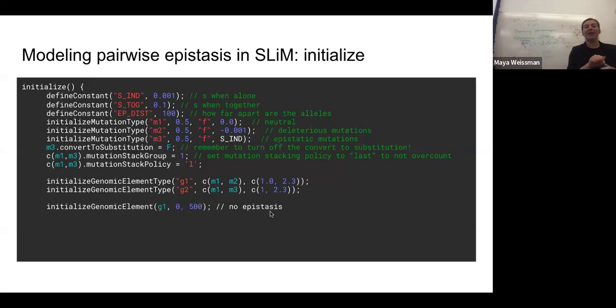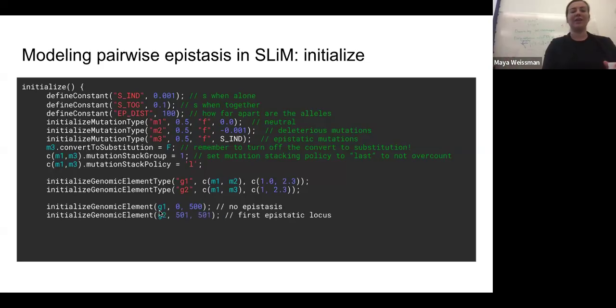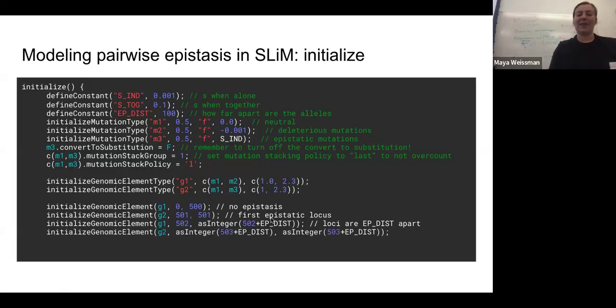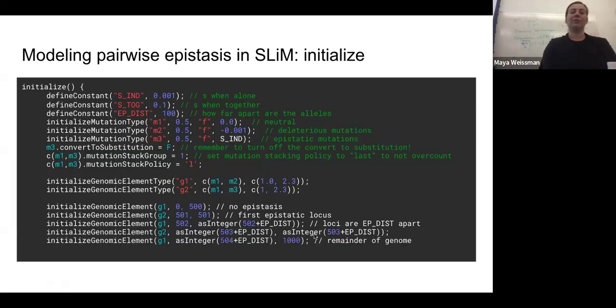And then when I create the genomic elements, again very similar to the previous time, I'm saying G1 for some amount of length, creating a single epistatic locus. Then I am creating a gap between the first epistatic locus that is of a length of epidist. And then I am creating the second epistatic locus and then plugging in the rest of the genome. Obviously, this is also missing mutation rates and recombination rates when you do it yourself.